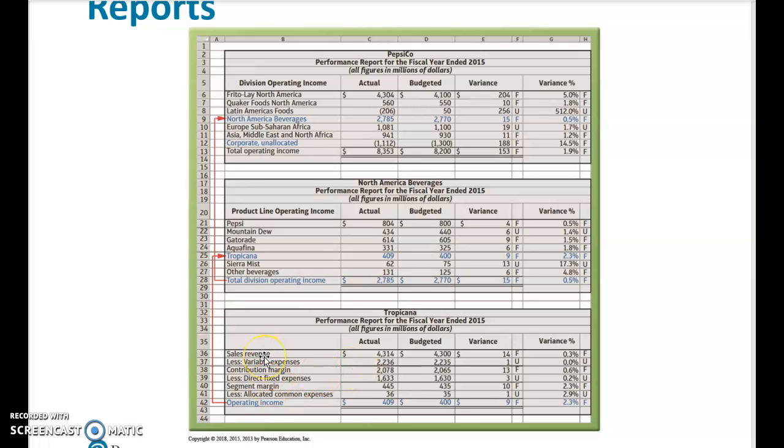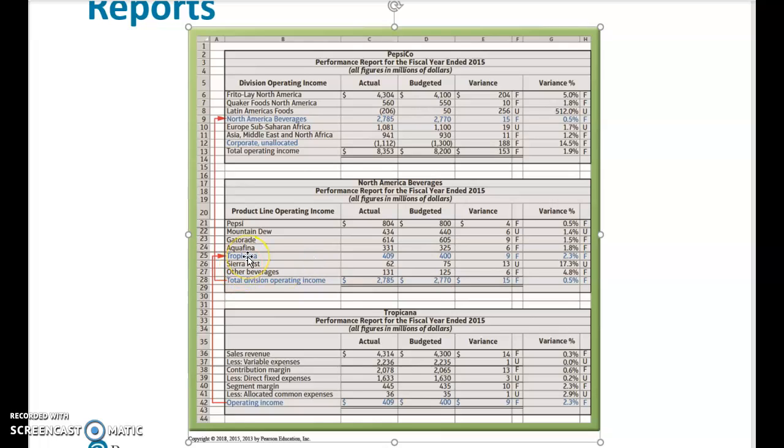And you can see the format here is a contribution format. So we've got sales revenue less variable expenses is contribution margin, less direct fixed is a segment margin. The segment margin minus allocated common expenses gives us operating income. So once Tropicana had theirs completed, then it rolls up into North American Beverages.